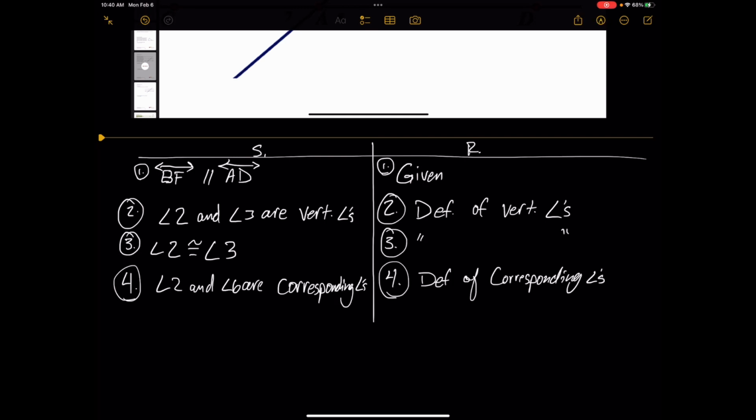What can we say because of that? Those angles are congruent. Angle 2 and angle 6 are congruent.